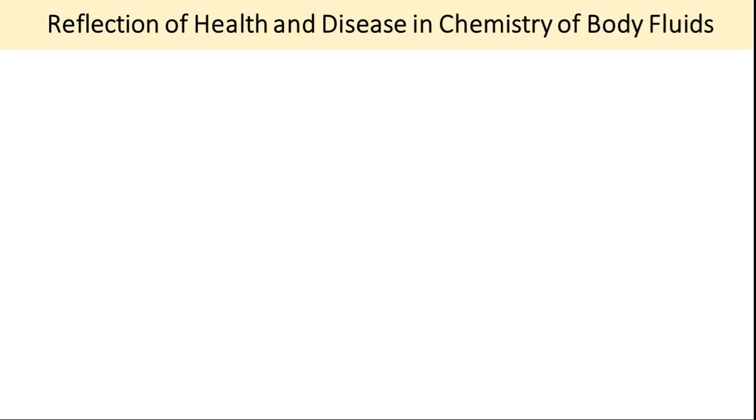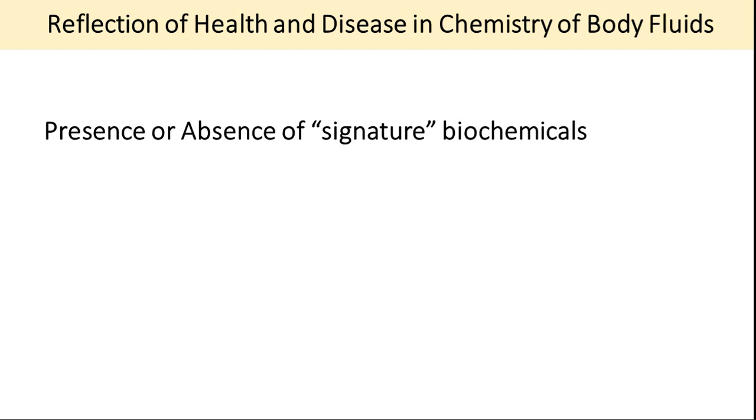Reflection of health and disease in the chemistry of body fluids. So here, in simple, trivial terms, we use presence or absence of signature biochemicals as one very important indicator for defining health or disease. The second one is levels of biochemicals.